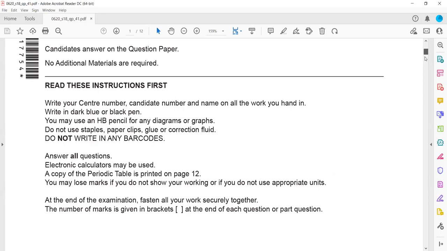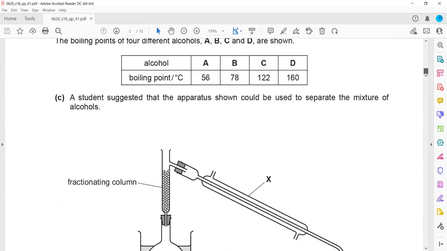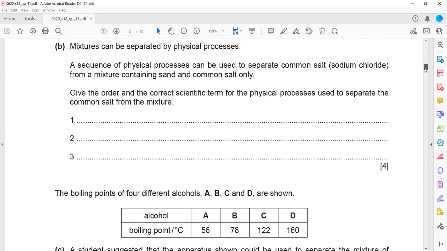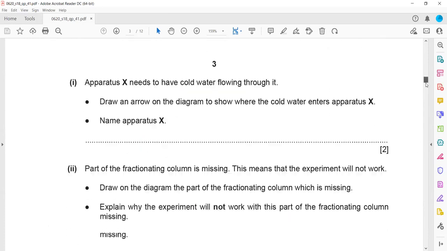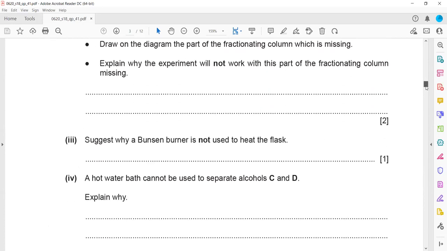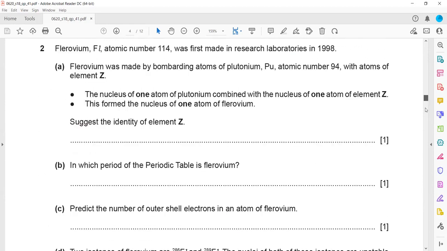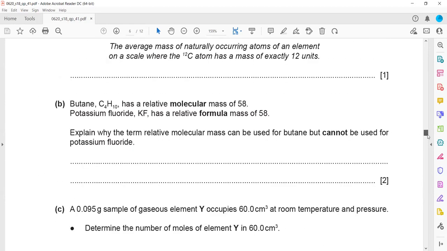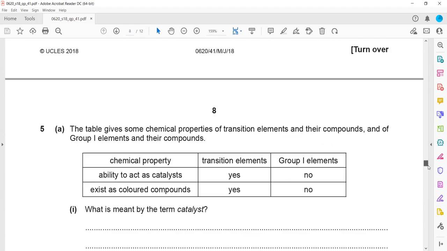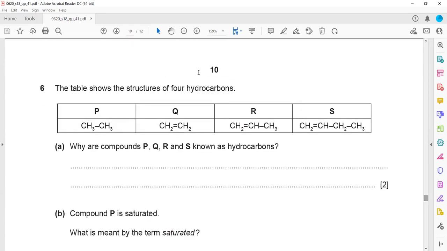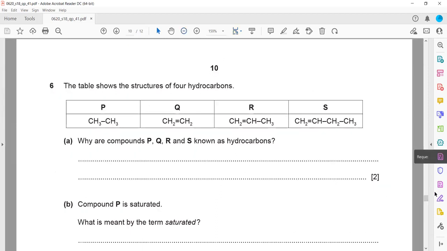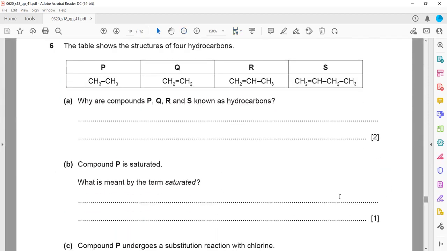Organic chemistry questions from May June 2018 session. Okay, question 6 is organic chemistry question.